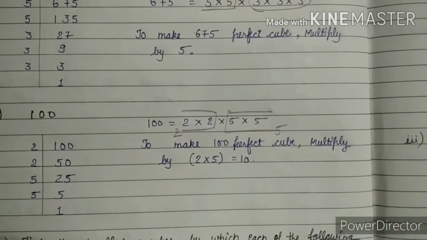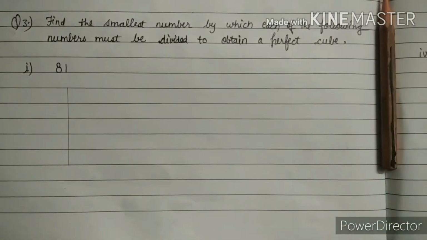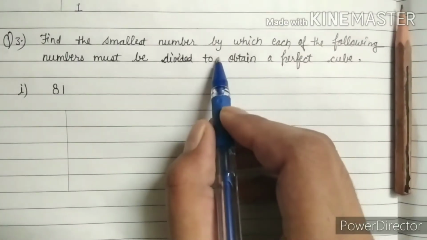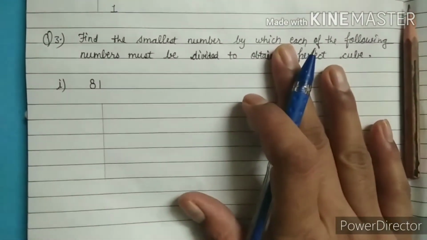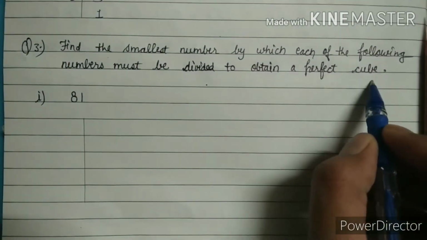Okay. Now we will start question number 3, that is: find the smallest number by which each of the following numbers must be divided to obtain a perfect cube.